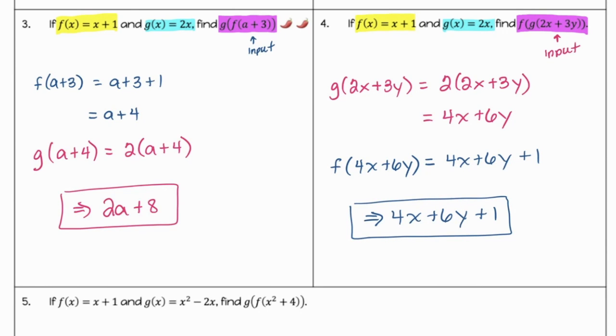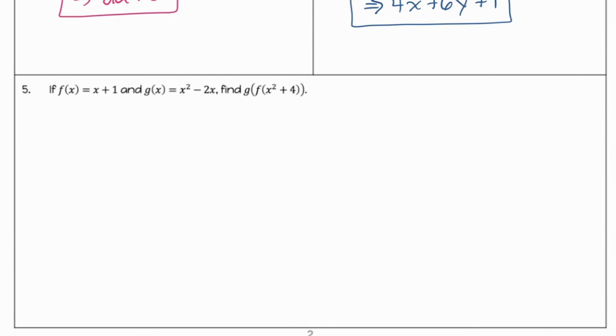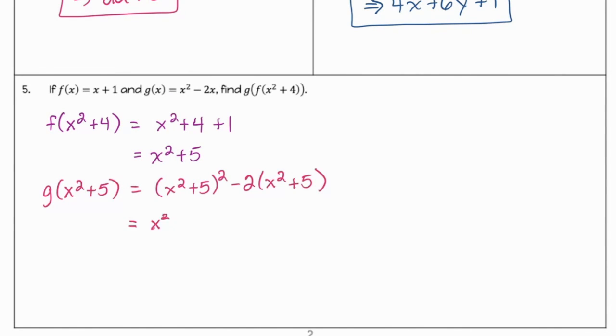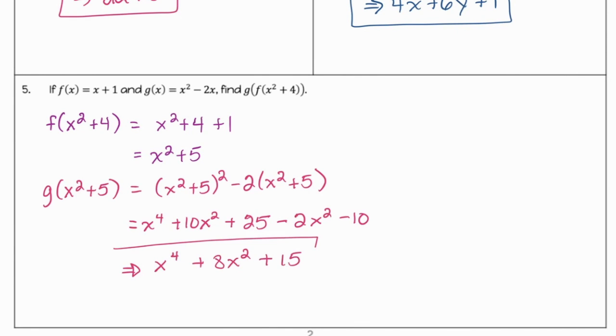And the last one, for this last one, I want you guys to try it out and let's see if we end up at the same answer. So pause the video, try it out yourself. So the final answer for number 5 should have been x to the 4th plus 8x squared plus 15.